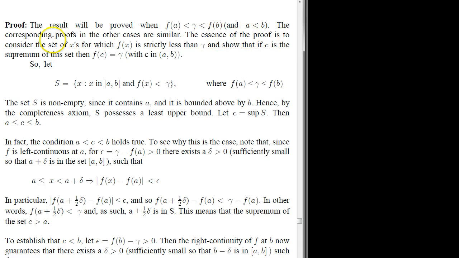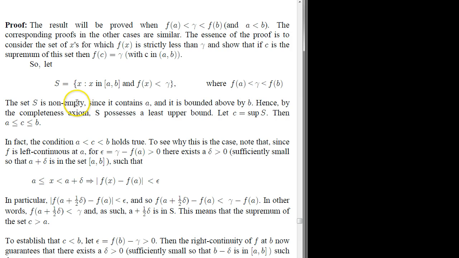The essence of the proof is to consider the set of x's for which f(x) is strictly less than gamma, and show that if c is the supremum of this set, then f(c) is equal to gamma, with c in [a, b]. So let's have a look at that then. So let S, the set, be all the x's in [a, b] where f(x) is less than gamma. We know that gamma is a value that we've chosen between f(a) and f(b). Okay, and we've got this set S that corresponds to all the x's in [a, b] such that f(x) is less than gamma.